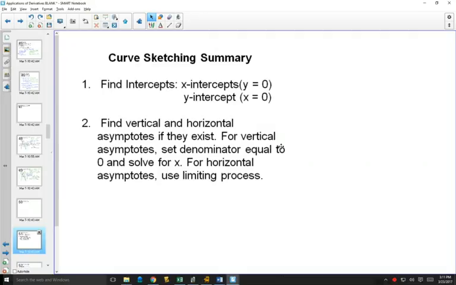Then look for any asymptotes, either horizontal asymptotes or vertical asymptotes. Those will be your non-permissible values, and think of doing your limiting process for your horizontal asymptotes. What happens when x gets really, really big? So this is before any calculus. This is sort of using your stuff from before.